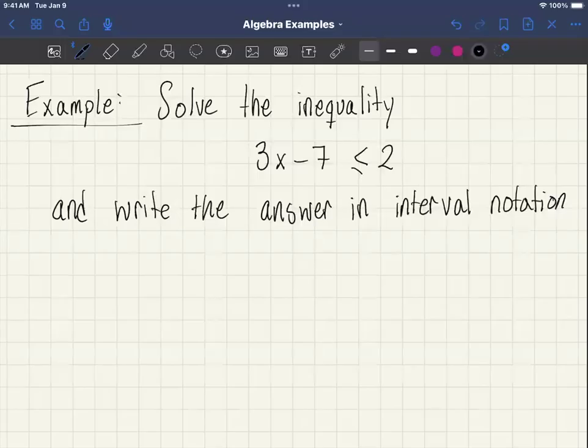Hi. Do you ever wonder about solving inequalities and how interval notation works? Today we're going to look at a question involving both those things.